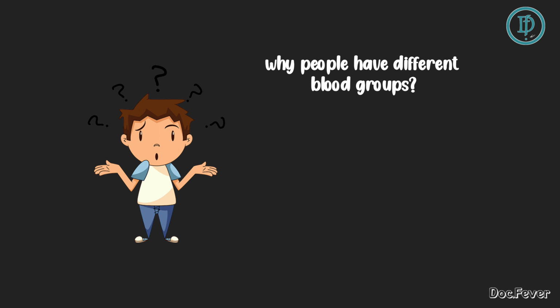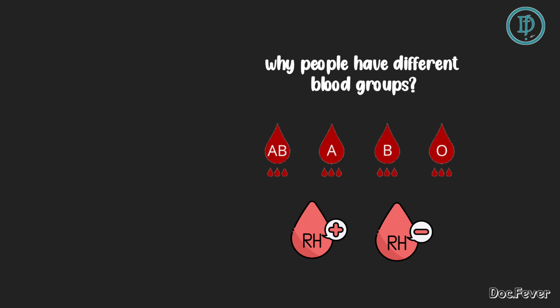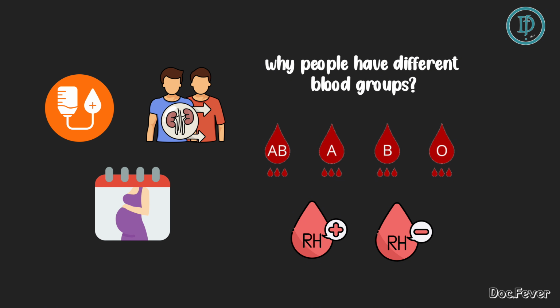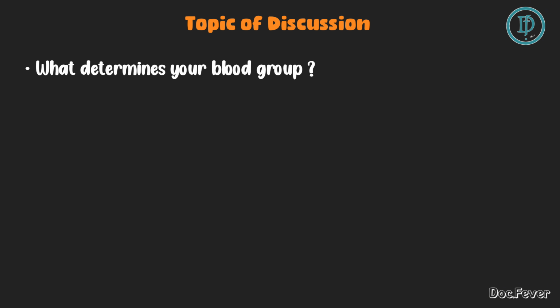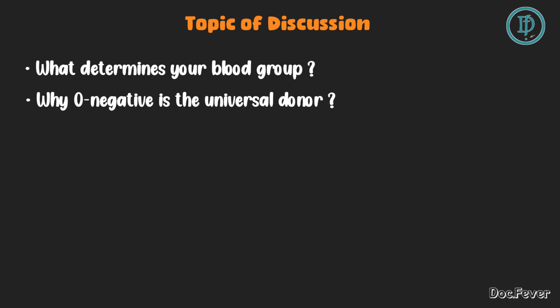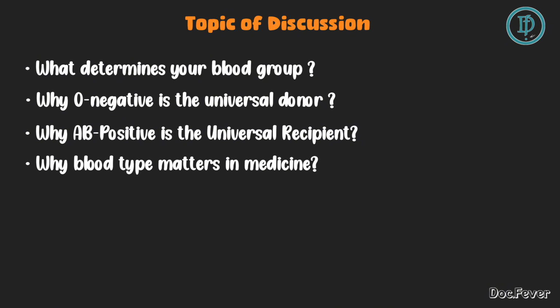Have you ever wondered why people have different blood groups? Some are A, B, AB, or O, while others are Rh positive or Rh negative. But what does this actually mean? Understanding your blood group is not just a random fact, it is crucial for blood transfusion, organ transplants, and even pregnancy. Today, I will explain what determines your blood group, why O negative is the universal donor, why AB blood group is universal recipient, and why blood types matter in medicine.